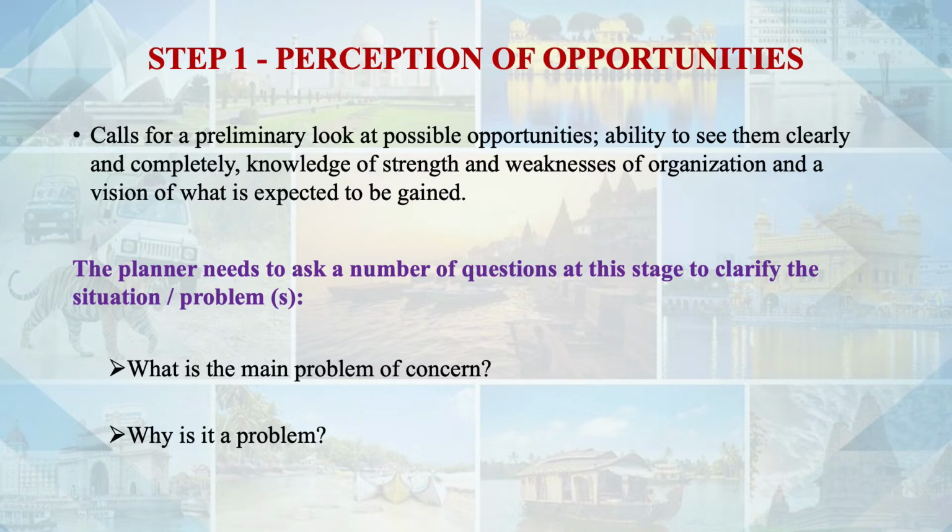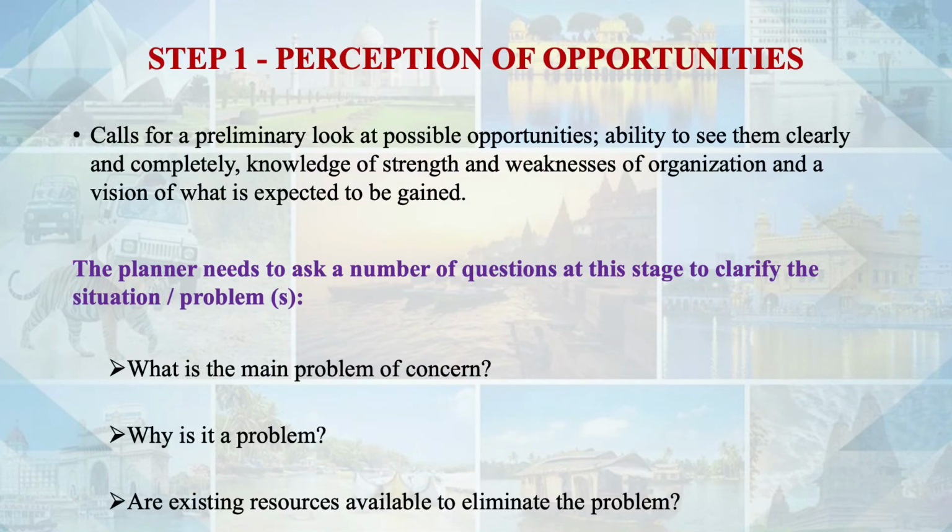Once you identify that, the second important question that should be asked is, why do you think that it is a problem? Because once you start finding the answer to this issue, you will be able to identify the possible causes. Then at the third step, you need to ask the following question. Are existing resources available to eliminate the problem?